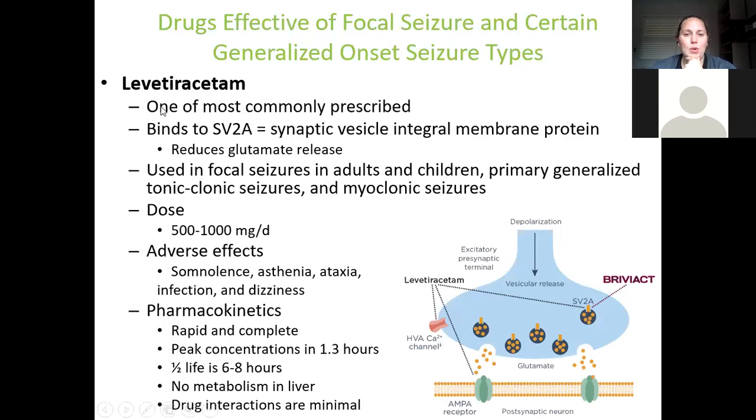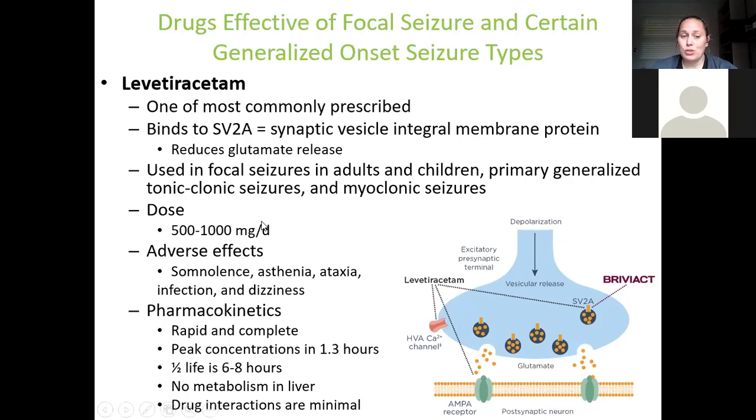Levetiracetam is going to be one of the more commonly prescribed. Now, this is, again, a different mechanism of action than what we've seen before. I've included this image down here showing the SV2A synaptic vesicle integral membrane protein. So you're preventing loading of synaptic vesicles, therefore decreasing the amount of glutamate being released into the synapse. It's used in focal seizures in adults and children, primary generalized tonic-clonic seizures, and myoclonic seizures as well.